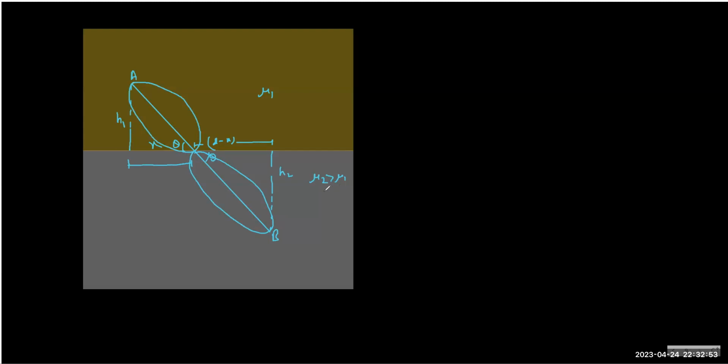And because mu2 is more, we want to minimize the length, which means I should decrease this length somehow, right? And that is only possible if the light will travel more in the rarer medium and less in the denser. And if you do so, you will see the law of reflection automatically manifesting itself.